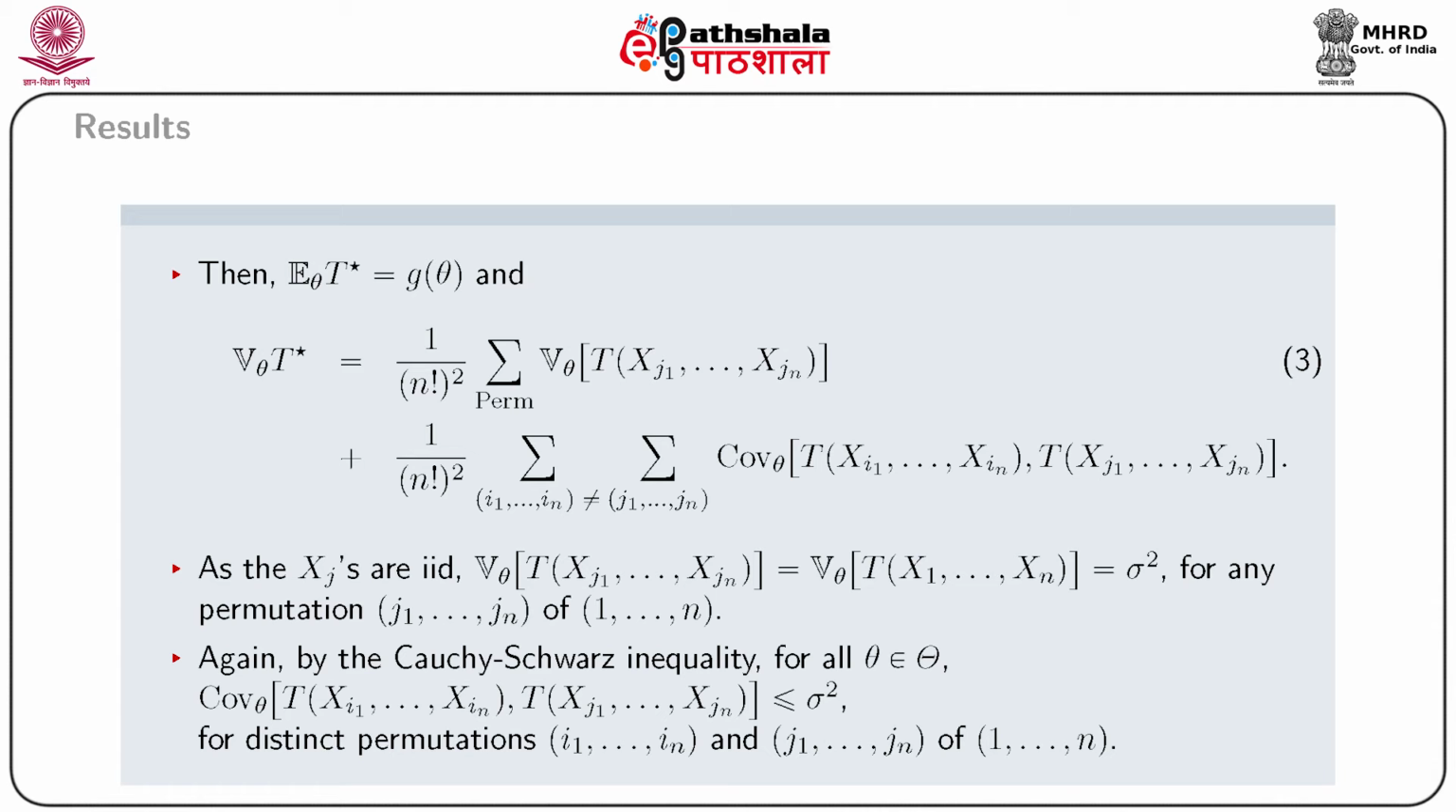For any permutations of i1, i2, ..., in. Also, by the Cauchy-Schwarz inequality, the covariance between T(x_i1, x_i2, ..., x_in) and T(x_j1, x_j2, ..., x_jn) is less than or equal to sigma square for all theta, for any two different permutations i1, i2, ..., in and j1, j2, ..., jn.